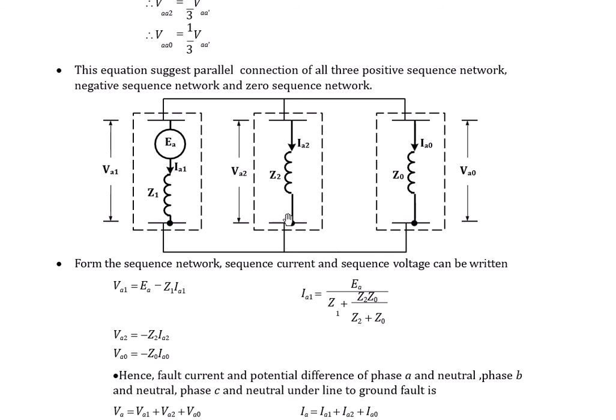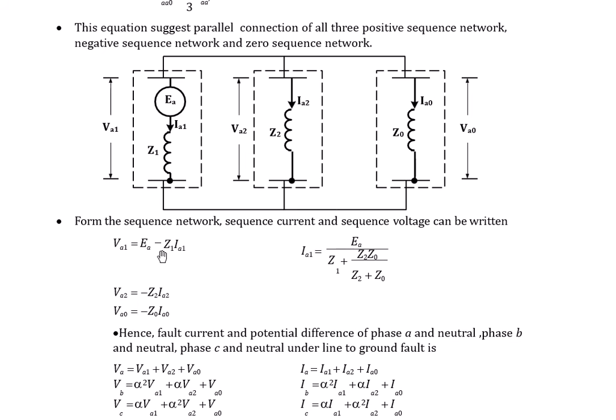So this is the circuit for when any one conductor gets open, and here there is no fault impedance present. We also see this kind of network in a double LG fault, but in a double LG fault we have a ZF connected here, it's 3ZF, but here there is no ZF. From the sequence network, the sequence currents and voltages can be written like this: VA1 is equal to EA minus Z1 into IA1, VA2 is minus Z2 into IA2, and VA0 is minus Z0 into IA0.